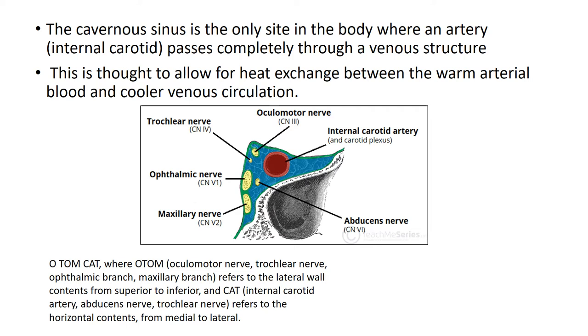To remember all these structures, we can use this old Tomcat mnemonic. So the OTOM, O-T-O-M, refers to the oculomotor nerve, trochlear nerve, ophthalmic branch, and maxillary branch. And this refers to those structures in the lateral wall, contents from superior to inferior. And the CAT mnemonic stands for internal carotid artery, abducens nerve, and trochlear nerve. This refers to the horizontal contents from medial to lateral.